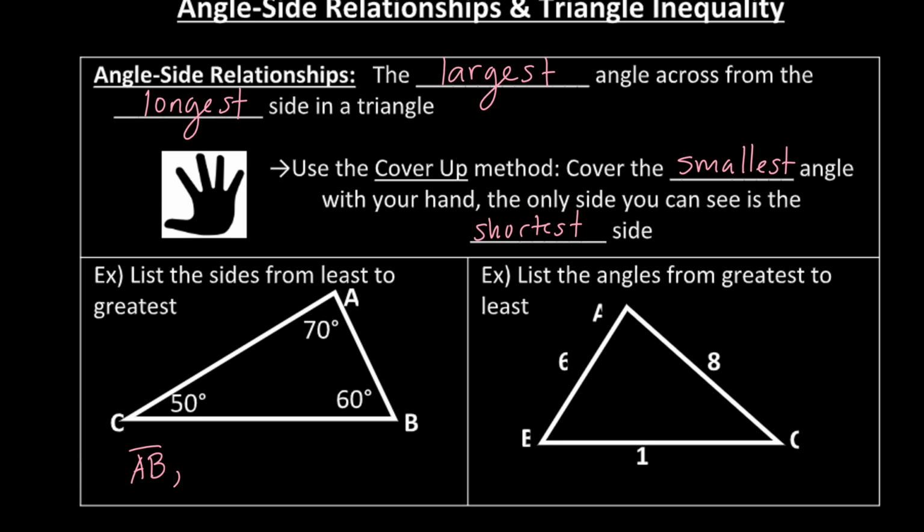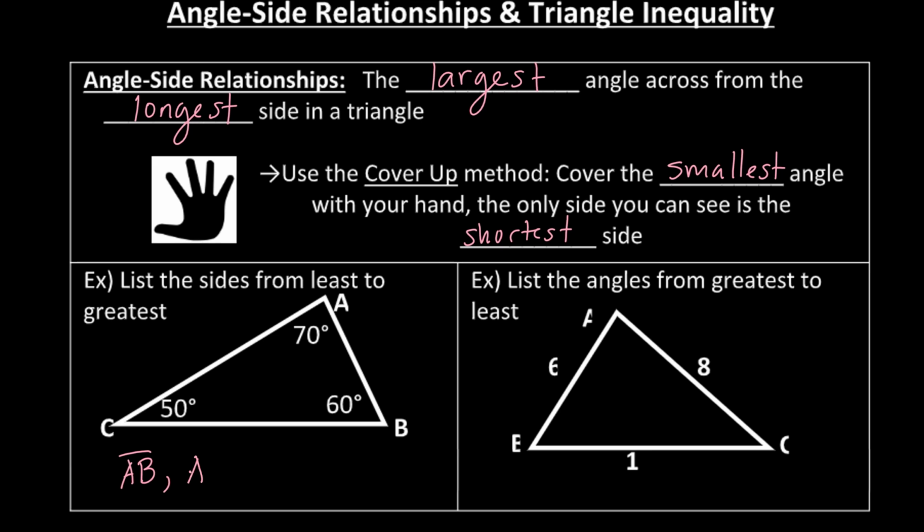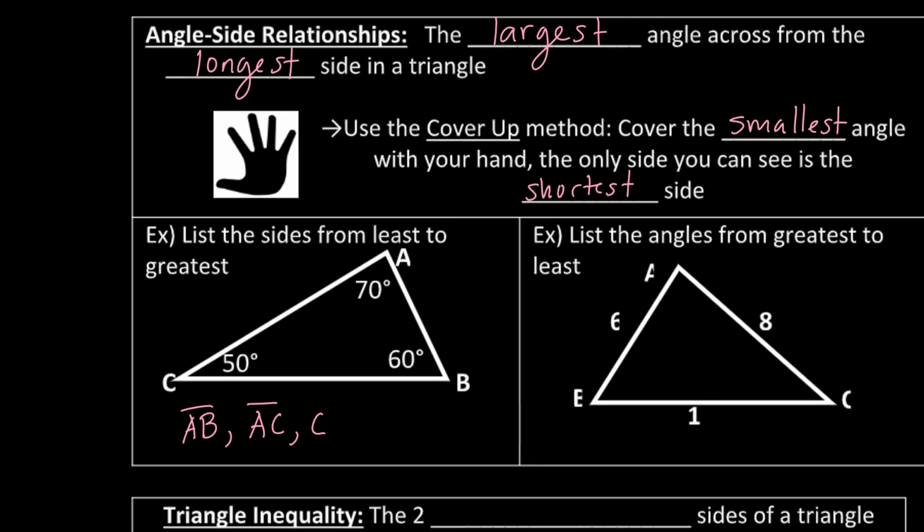What is the medium angle? B, right? It's between 50 and 70, so 60 is the medium angle. What's the only full side you can see when you cover up B? AC or CA. That's the medium length side. And what's the largest angle? A, cover it up. What's the only full side you can see? So that's the longest side. And you're done. Shortest, medium, and longest. That's what it says, least to greatest. All right, you guys try example number 2 there.